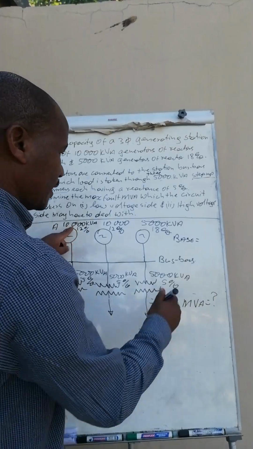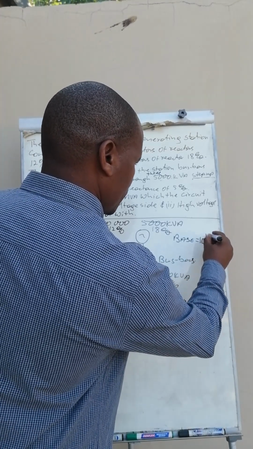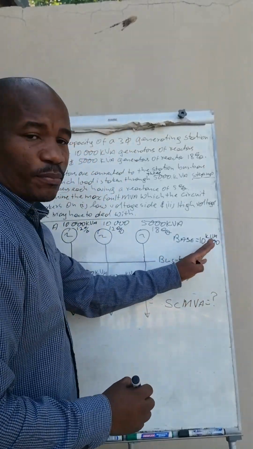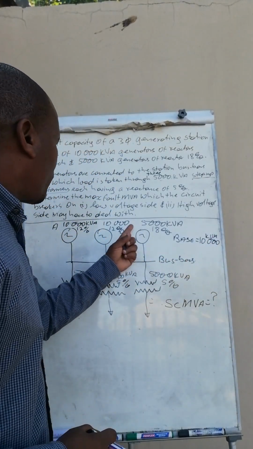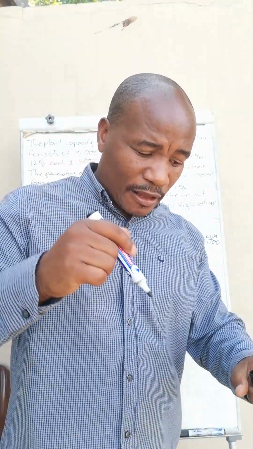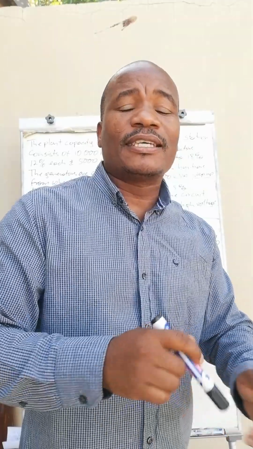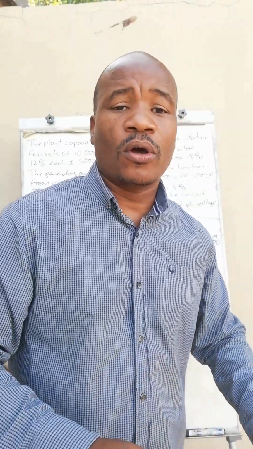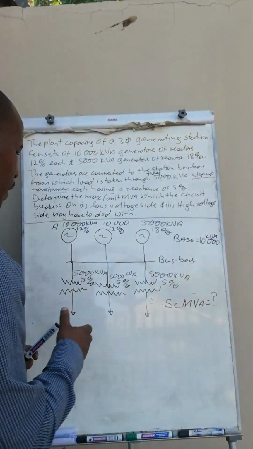In this case it is 10,000. I'm going to choose 10,000 kVA. I don't have space, that's why I'm forcing it there. I choose 10,000. You can choose 5,000. We are still going to get the same answer. Why? Because the common base you are choosing has no effect at all on the short circuit current. So you can choose any one. It is actually an unimportant value.